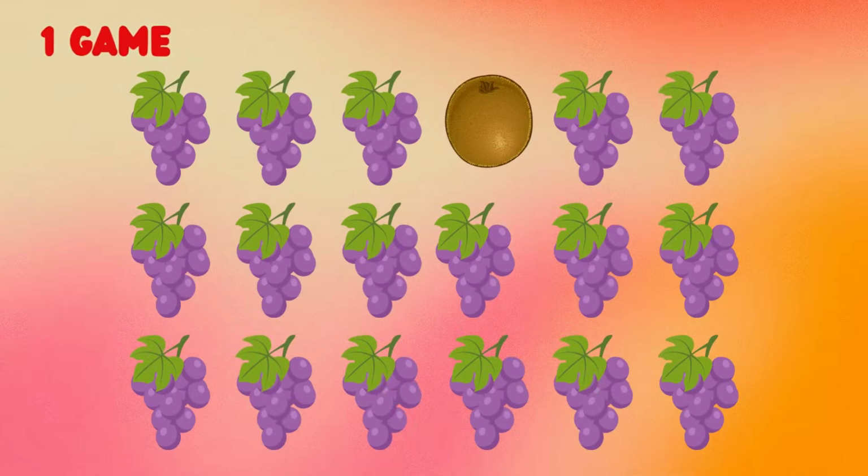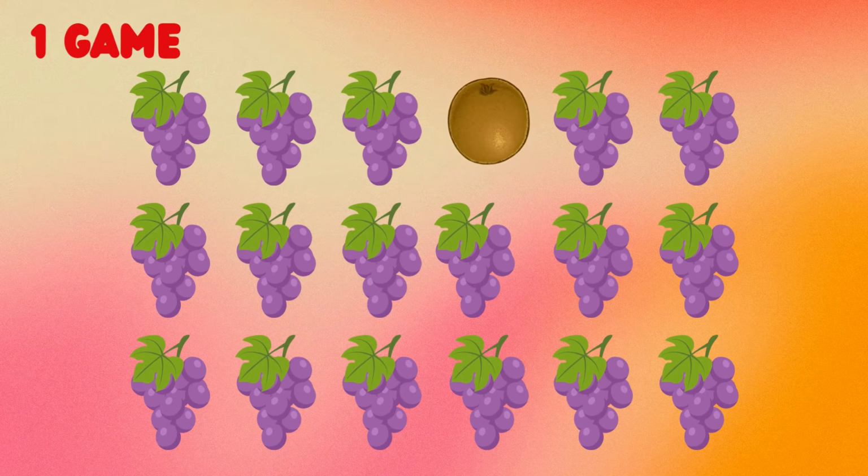These grapes look sweet and tempting, but one fruit seems different. Can you spot the odd one out? Great job! The odd one out is a kiwi, hidden among the grapes.